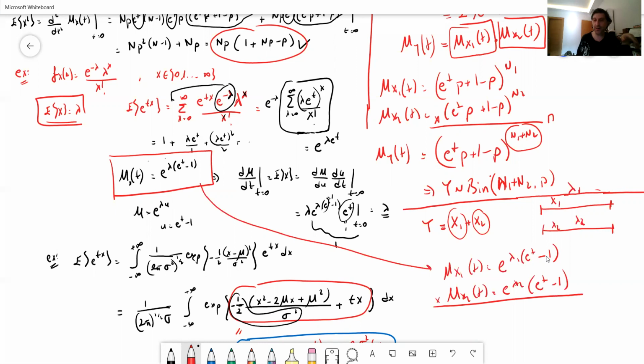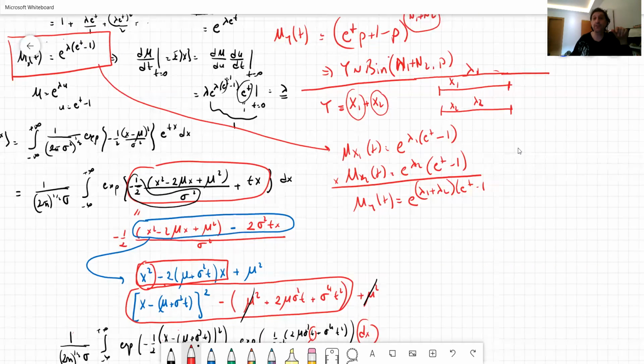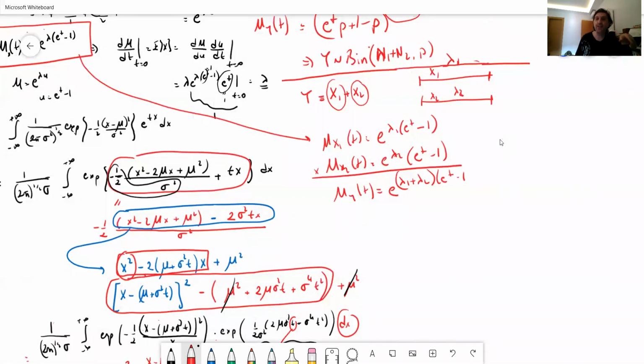And when we multiply those two, it's going to be equal to e^(λ1+λ2)(e^t - 1). So this is the moment generating function for the random variable Y. Note that if you call this λ', this is exp(λ'(e^t - 1)). Note that this form is identical to the moment generating function of the Poisson random variable.